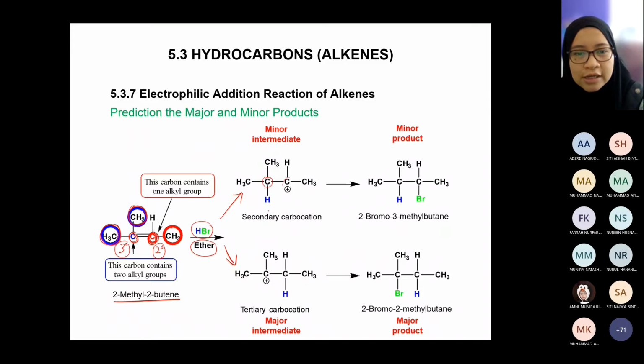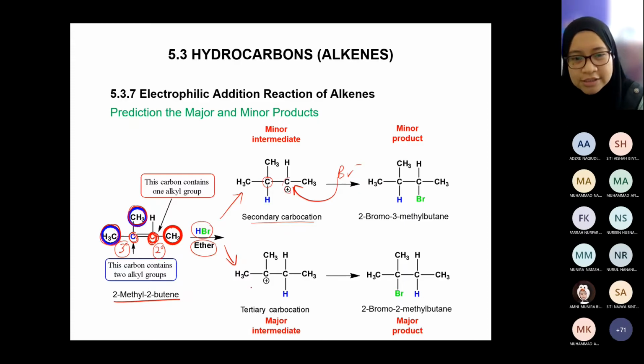If you want secondary carbocation, that means you have to add in hydrogen to the tertiary carbon. Okay, and then later on, Br will be added. Will attack the carbocation and add itself to the carbon. Okay, so this is secondary carbocation. So secondary carbocation is less likely preferable. Okay, because in terms of the stability, it is less stable.